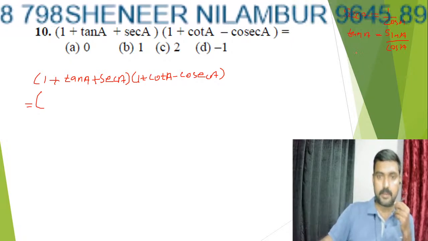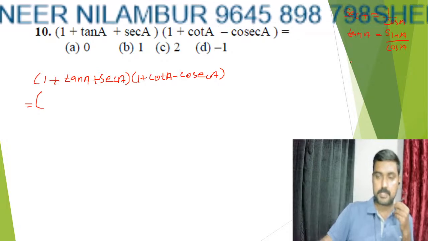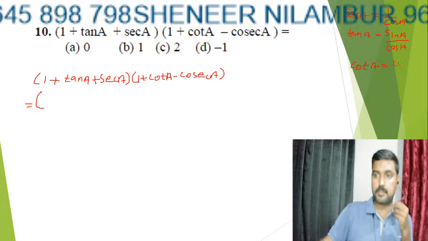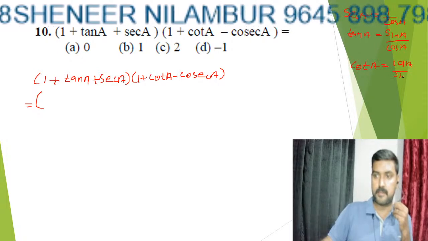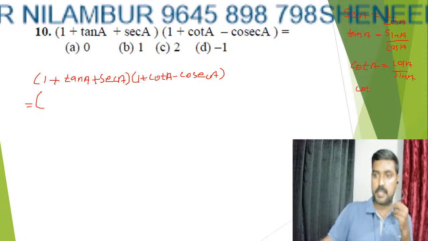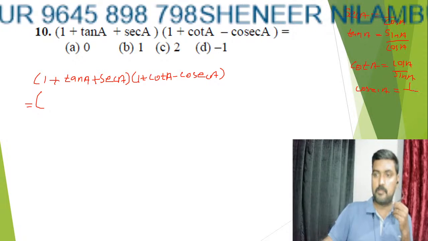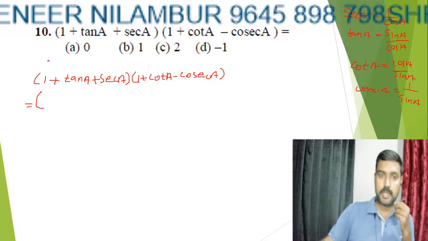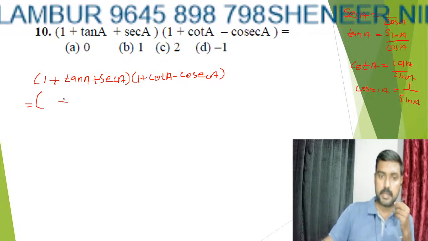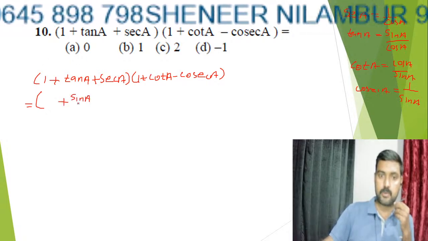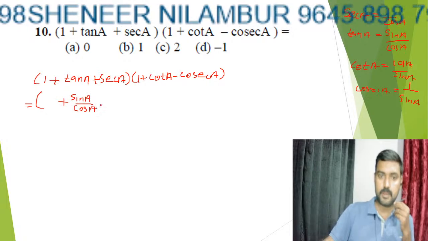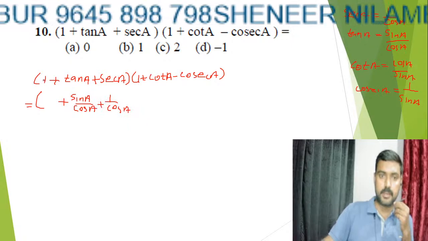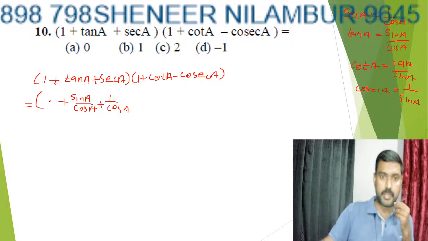Okay, wait there, I will explain it. You just keep. So cot A is equal to cos A by sin A, and cosec A is equal to 1 by sin A. These identities we know. So we can replace this tan A as sin A by cos A, and sec A we can write as 1 by cos A. So this one we can write here.